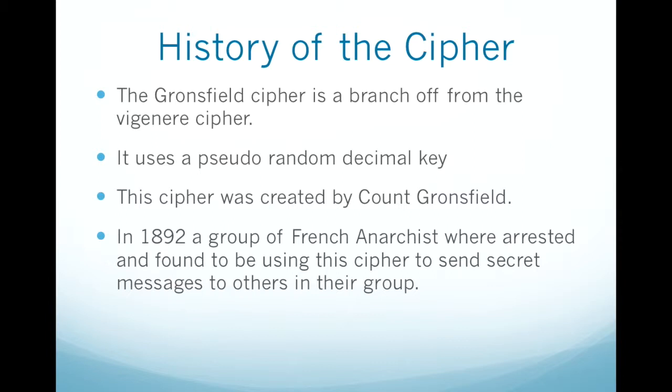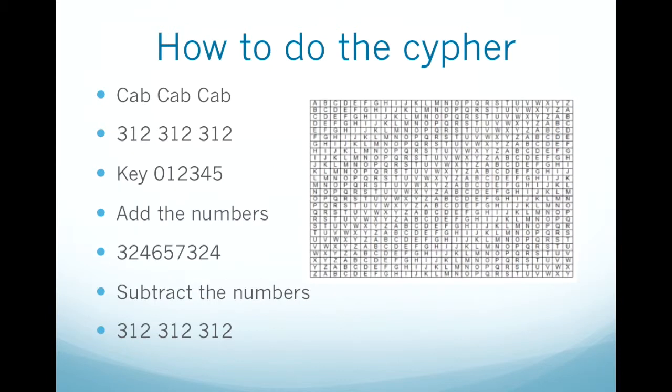How to do the cipher. It's actually pretty easy once you have a key and know the system. We're just going to take our random word, cab, 3 times. We transfer the letters into numbers, so C equals 3, A equals 1, B equals 2, and so forth. Then we take our key and line it up under our numbers. And now we add the numbers. So 3 plus 0 equals 3, 1 plus 1 equals 2, 2 plus 2 equals 4, and so forth until you get your encrypted code. Really nice, really easy. It's a bunch of shift ciphers, basically.